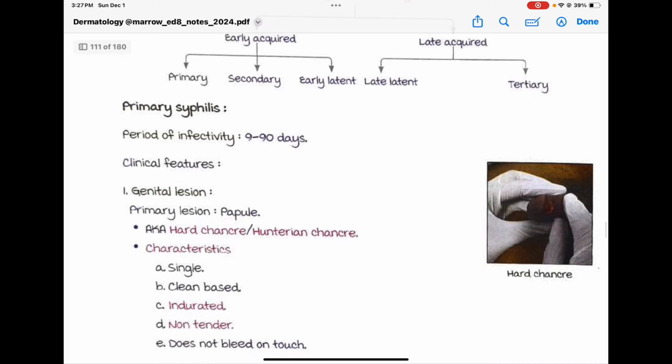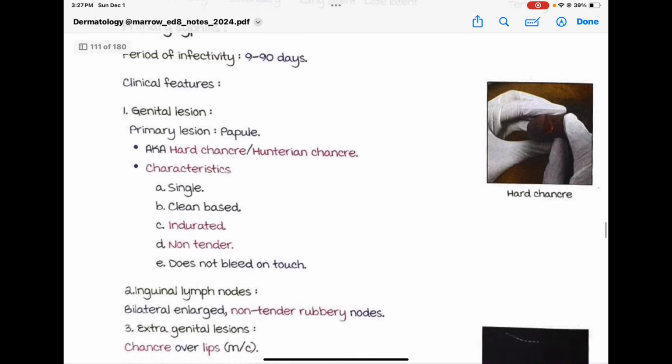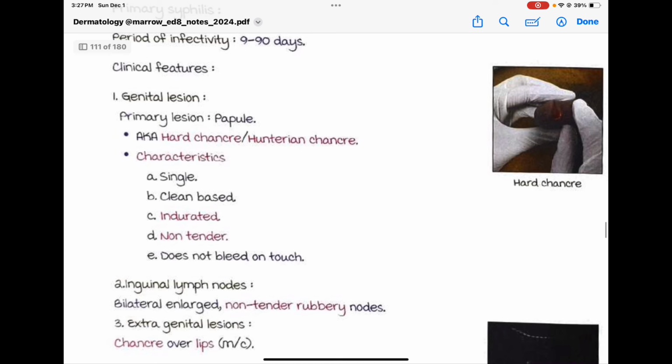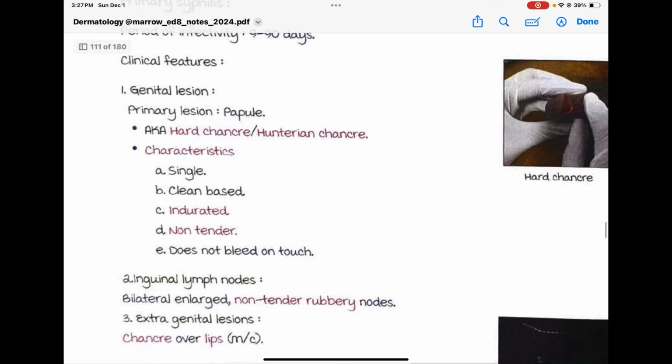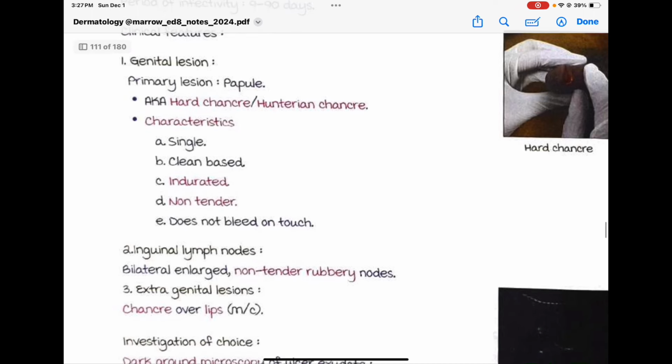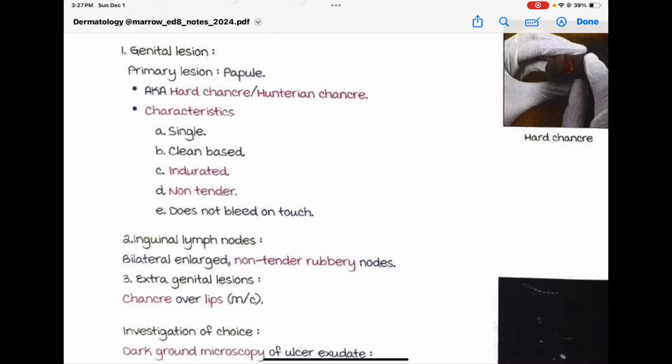So primary syphilis, period of infectivity 9 to 90 days. Here is an example of a hard chancre. Clinical features: genital lesions. The primary lesion is a papule, also known as hard chancre or Hunterian chancre. Characteristics: single, clean based, indurated, non-tender, does not bleed on touch.